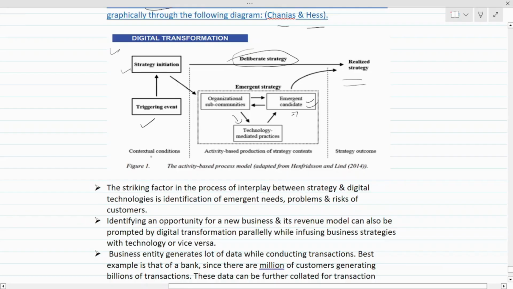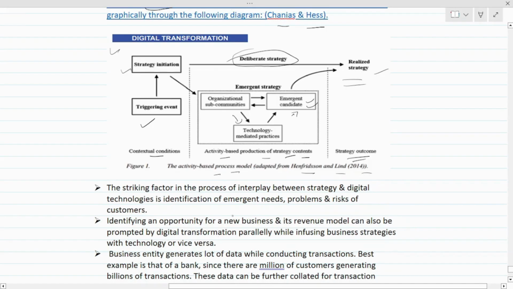Now this is basically the contextual condition. This is the activity based production of strategy contents, and finally this is the outcome. Outcome is realized strategy. Let's understand that in detail. Now this is basically the activity based process model. It is adopted from Hendrickson and Lind 2014. Just for your information, need not get into the nitty-gritties of that. So let's understand this digital transformation diagram, that is, the interplay of these two things, in more detail.